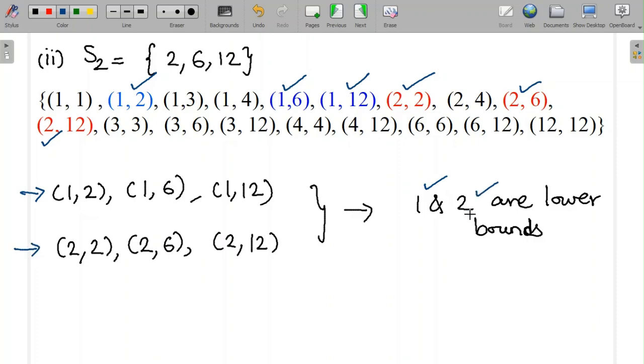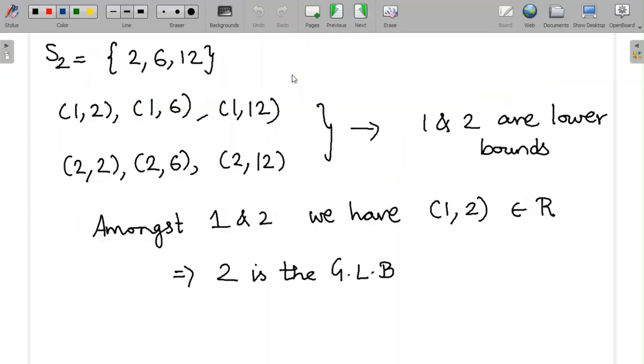Now, there are two lower bounds. There is definitely some comparison available because there is a second lower bound available for us in this subset. So, when we compare 1 and 2, we see that there is 1 comma 2 as a relation. So 2 is on the right of 1. So 2 is greater of the two lower bounds, and therefore 2 is the GLB. 2 is the greater of the two lower bounds.